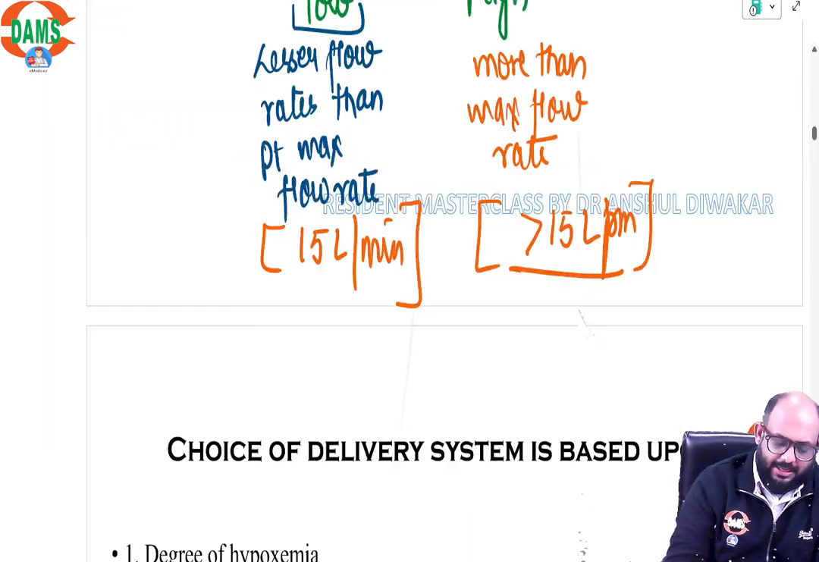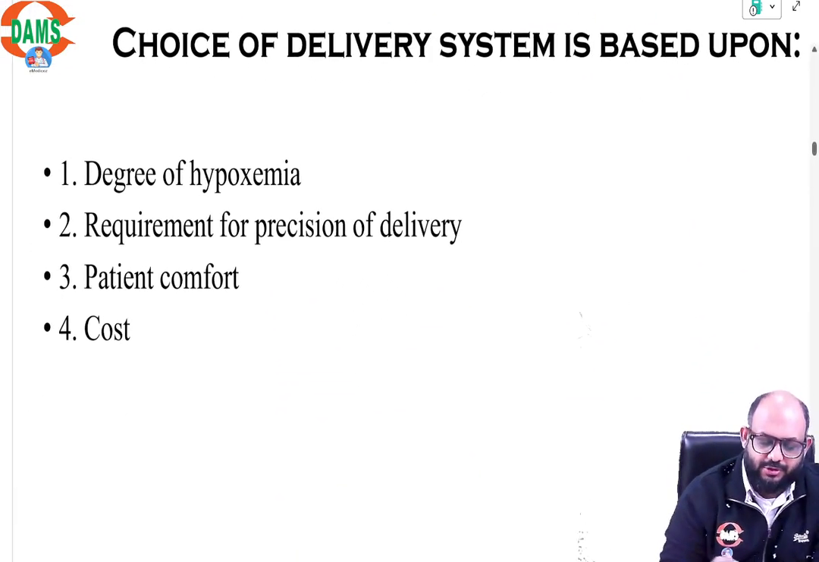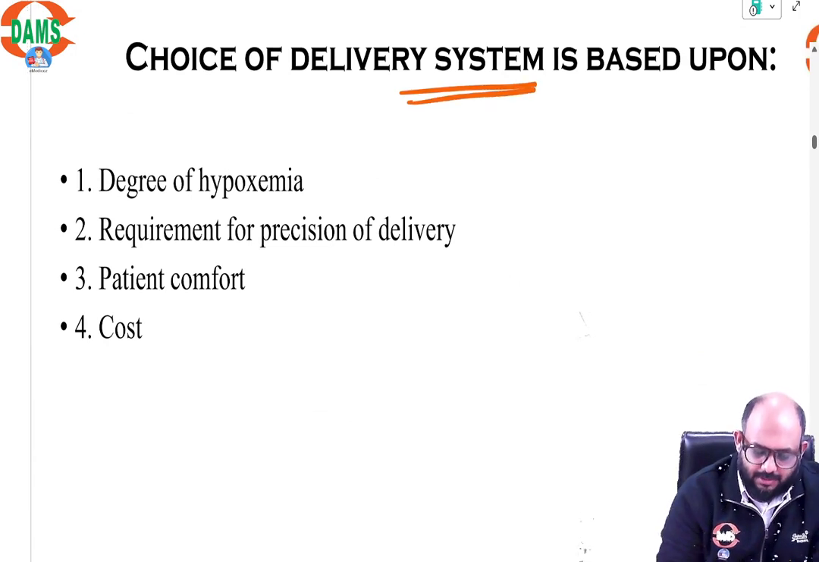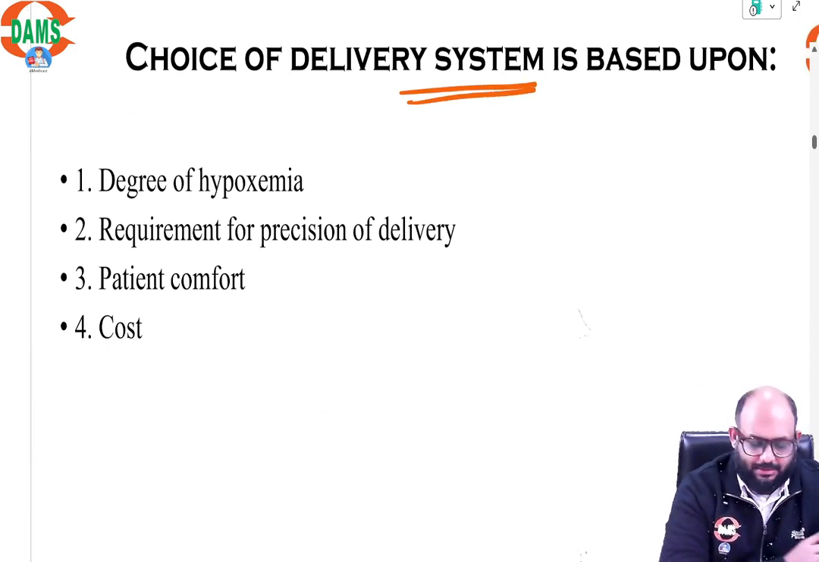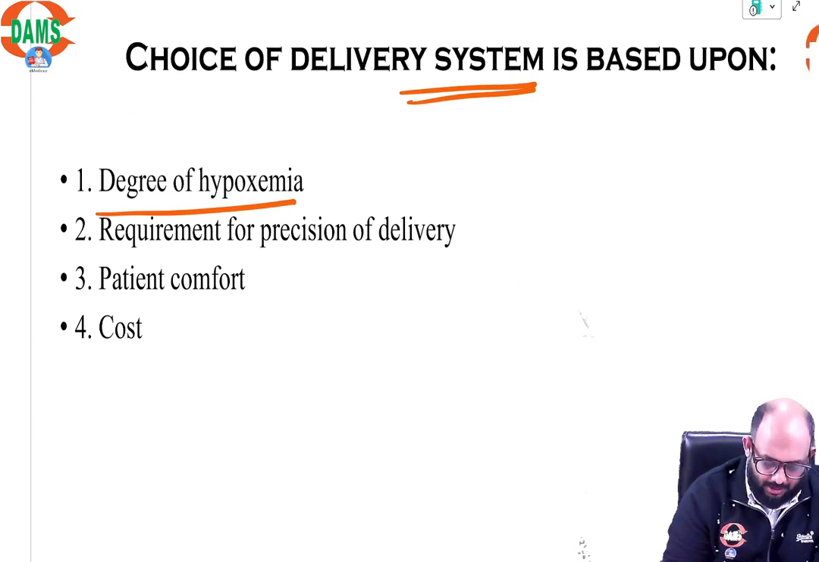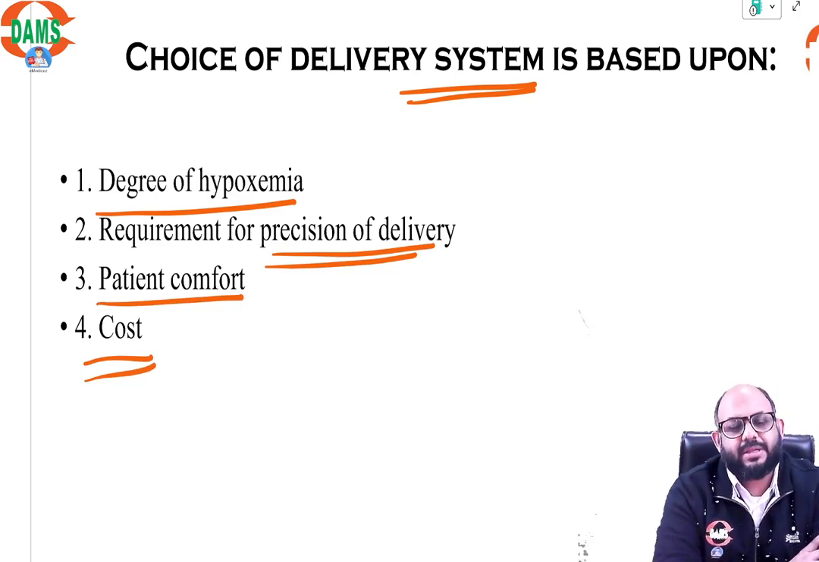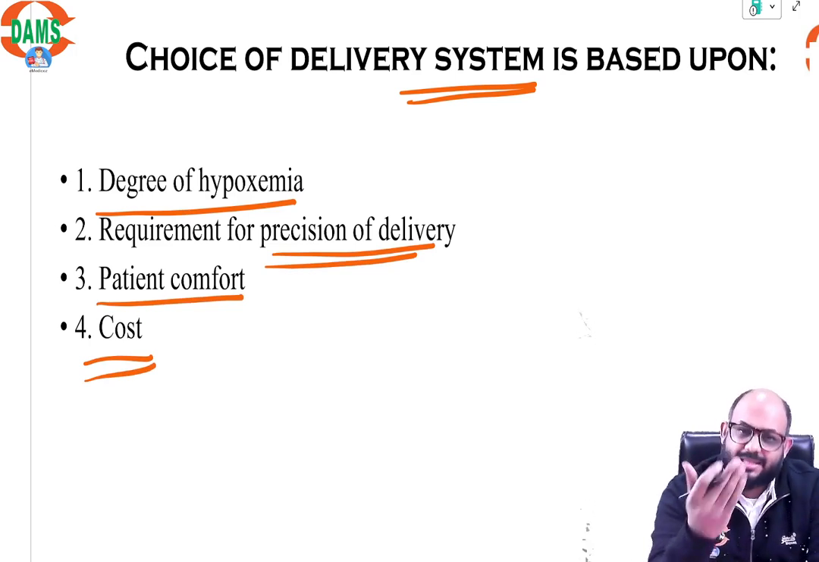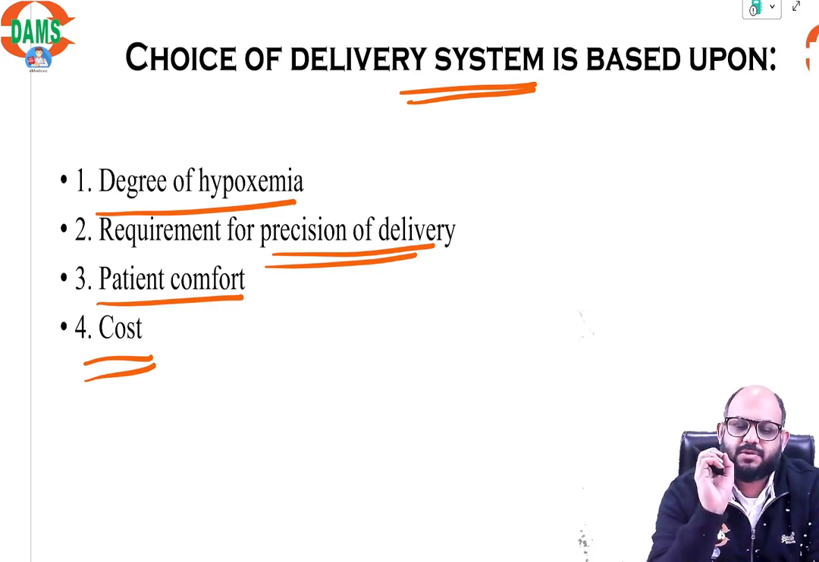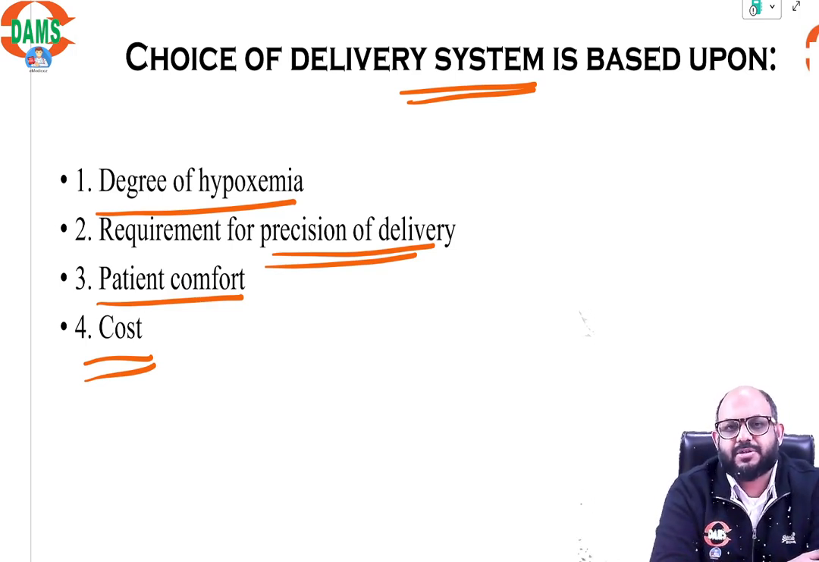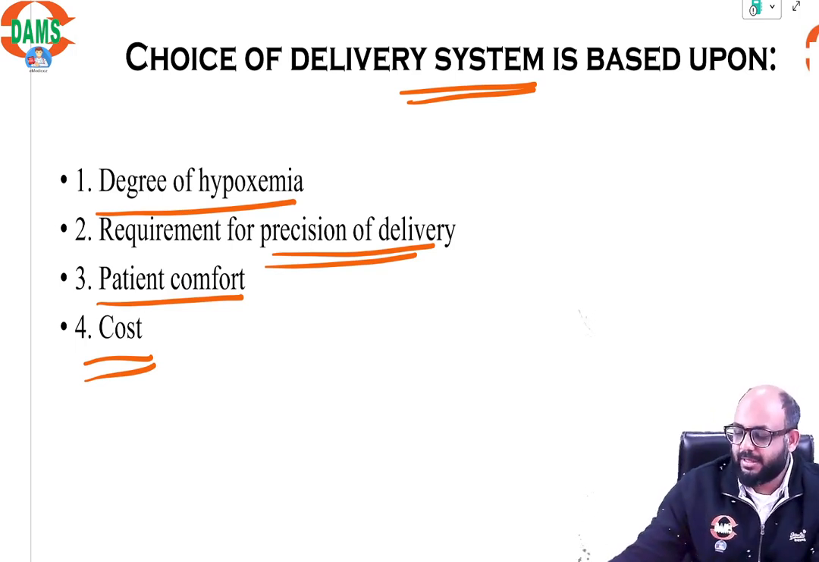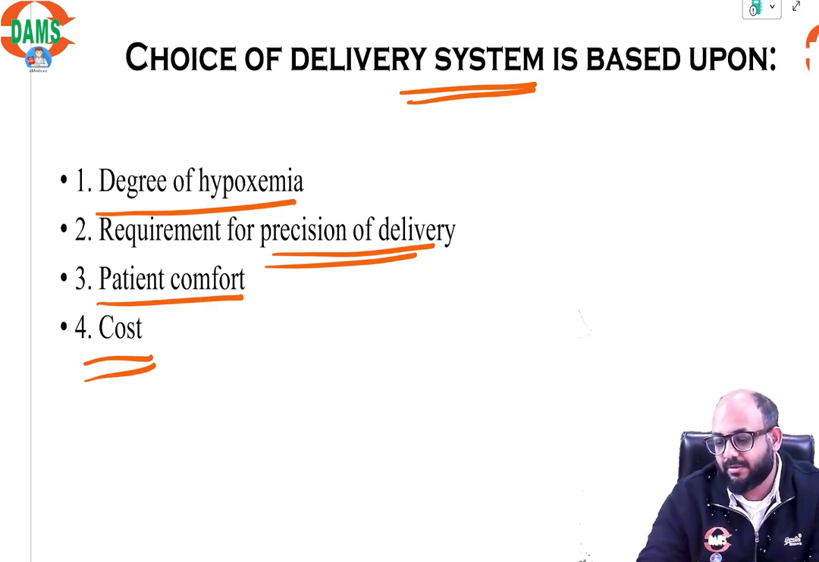All right, let's look at the choice of delivery system, which is based on what factors? Degree of hypoxemia, requirement for precision of delivery, patient comfort, and cost. These are the factors on which your choice of delivery will depend. Degree of hypoxemia is very important. Then how much precise oxygen do you want? Now there are certain conditions which require very precise oxygen concentration to be delivered to the patient. Can you tell me which are those conditions?